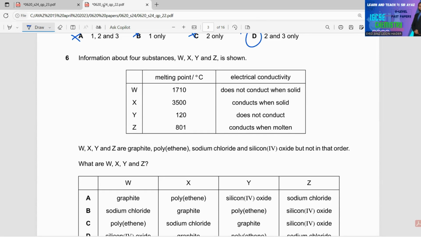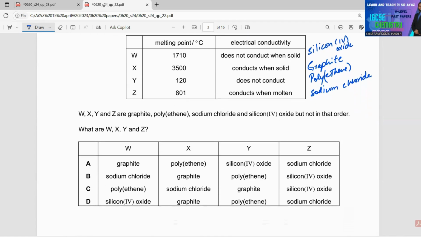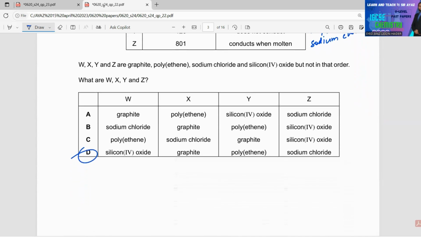So X must be graphite in this case, and Y must be polythene. What about W and Z? Sodium chloride must have a high melting point, but it conducts electricity only in the molten state. So Z must be sodium chloride. What about silicon(IV) oxide? Silicon(IV) oxide also has a high melting point and does not conduct electricity when solid. So W must be silicon(IV) oxide. So if W is silicon(IV) oxide, D must be the right answer in this case. All the other choices are incorrect.